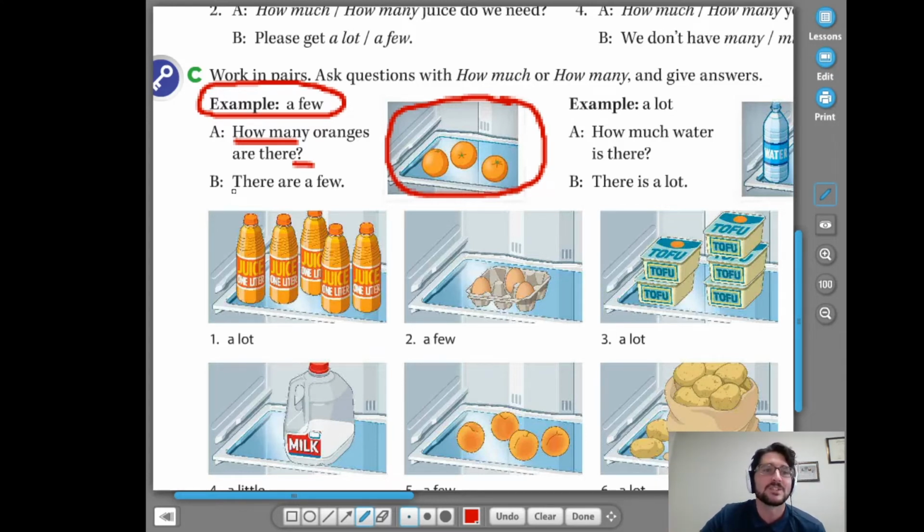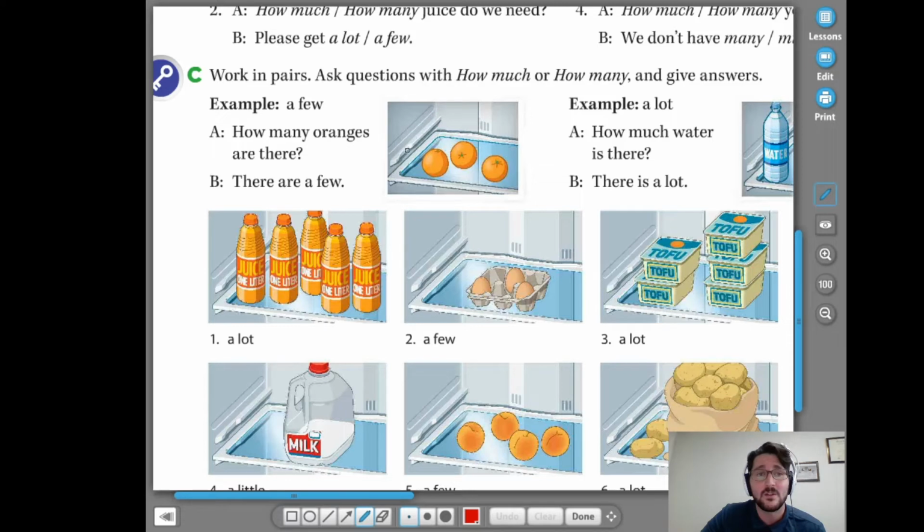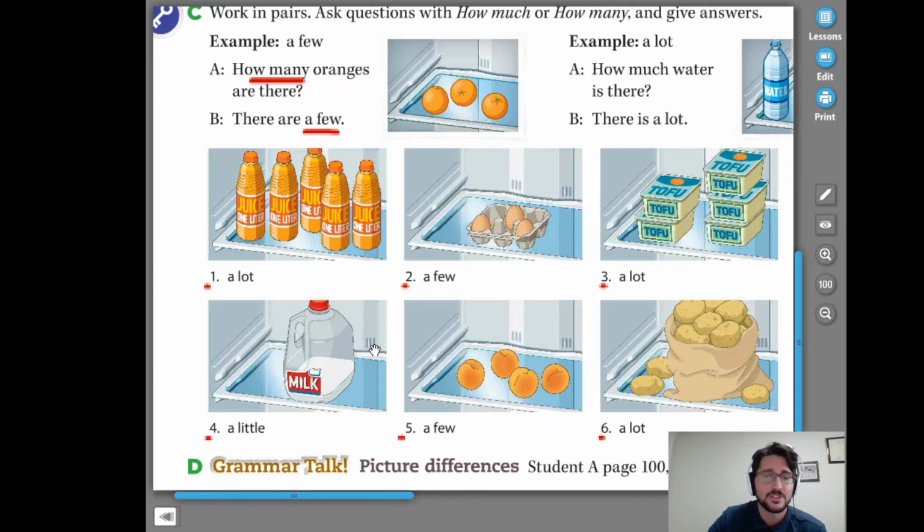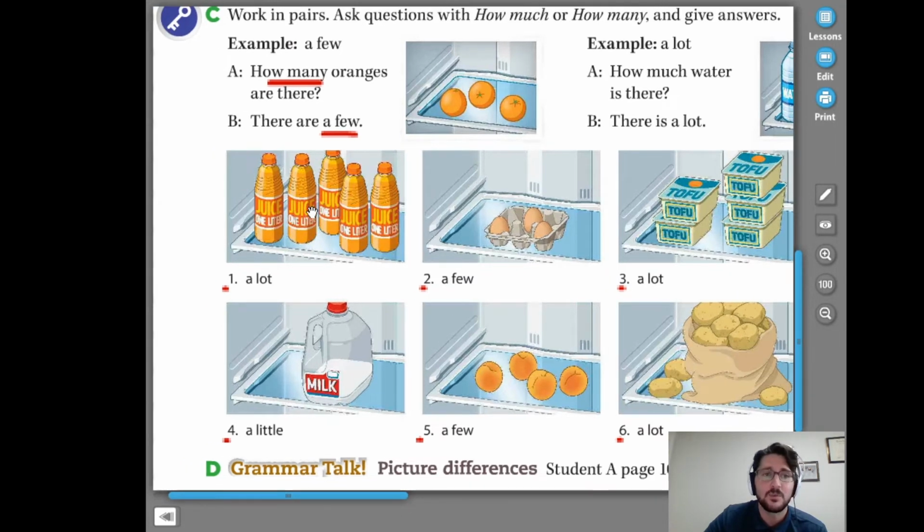So letter B can answer, there are a few. One more time, we need to look at the picture. How many oranges are there? 질문 생각해야 돼요. 대답은 B 사람은 there are a few. So we do the same thing down here. We have 1, 2, 3, 4, 5, 6 pictures. We need to look at the pictures. First thing you should think of, what is in the refrigerator? 냉장고에 뭐 있어요? Let's do number 1 together.